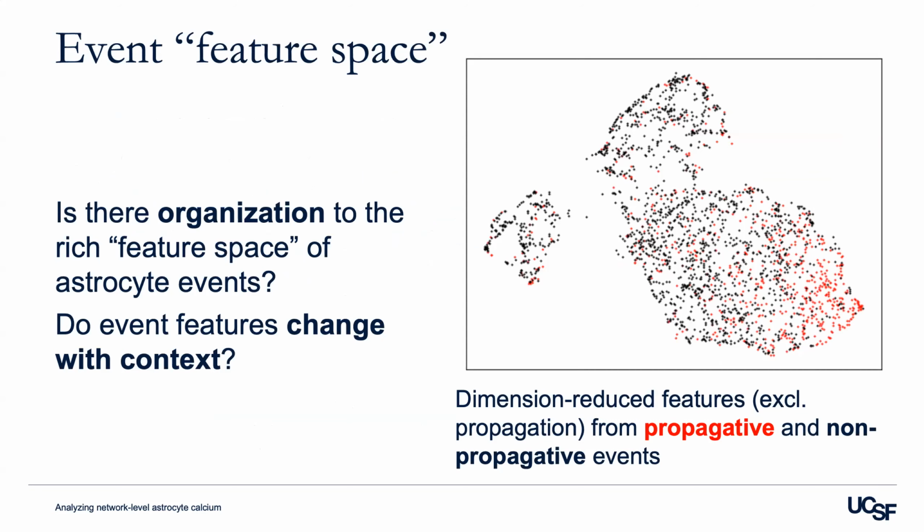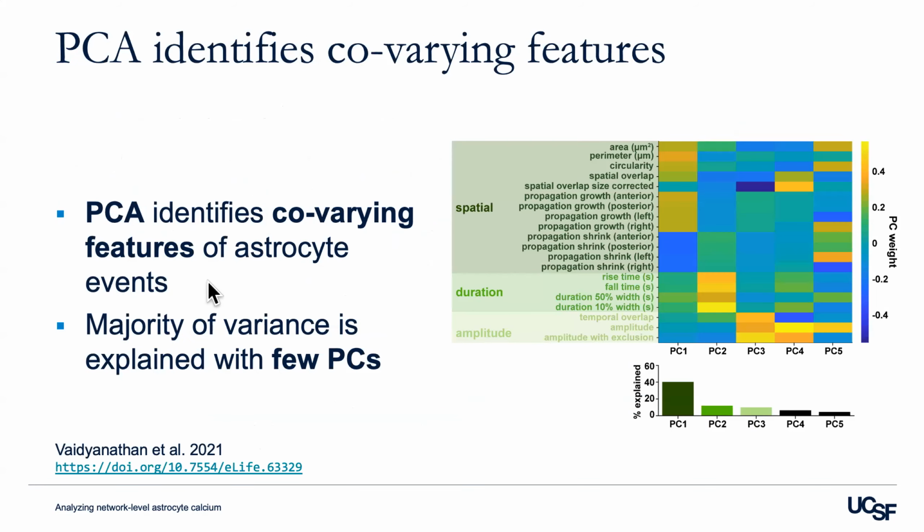So by using PCA on these identified feature vectors, we can identify that there are covarying features of astrocyte events that explain the majority of the variance in a very small number of principal components. So there are axes inside of this feature space that explain the variance in the behavior of the individual event features. And they break down very nicely in terms of features that are related to the spatial extent and propagation of the event, a principal component that's related to the temporal dynamics, the duration and rise and fall times, and then a third principal component having to do with the dF over F amplitude of the entire event, as well as temporal overlap between them.